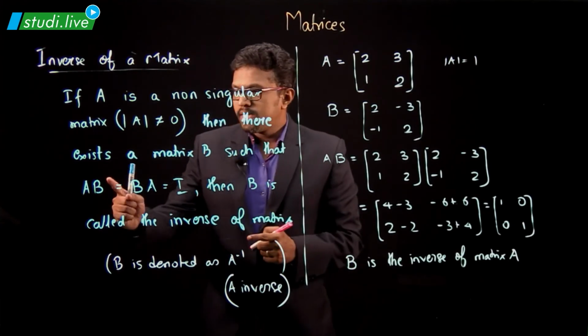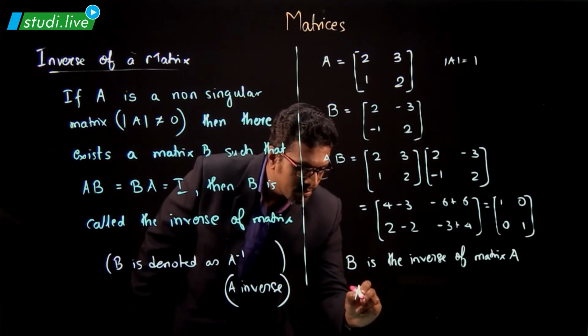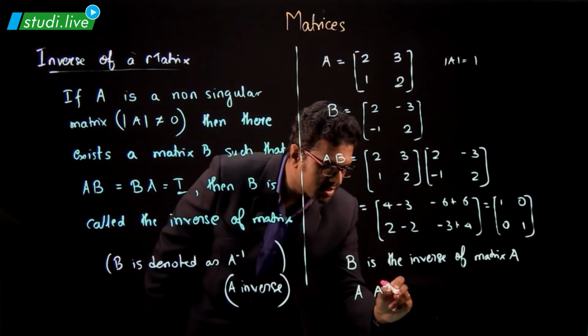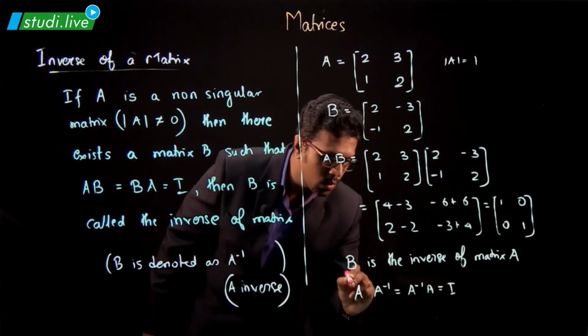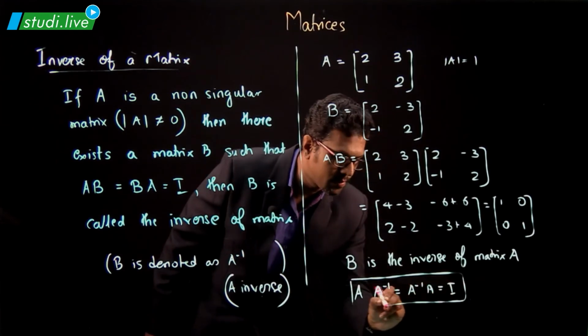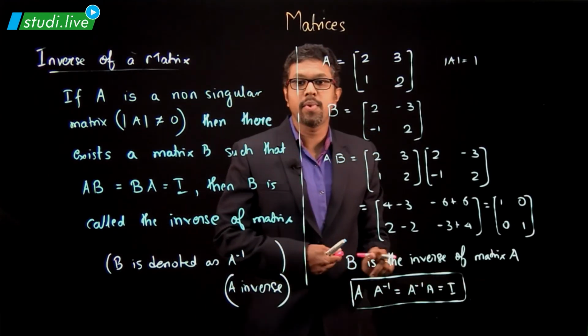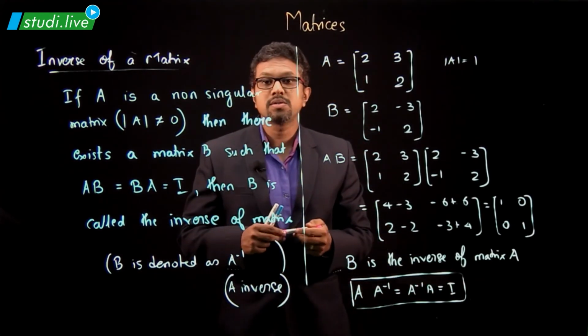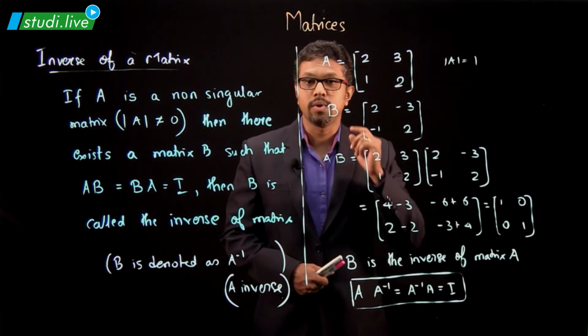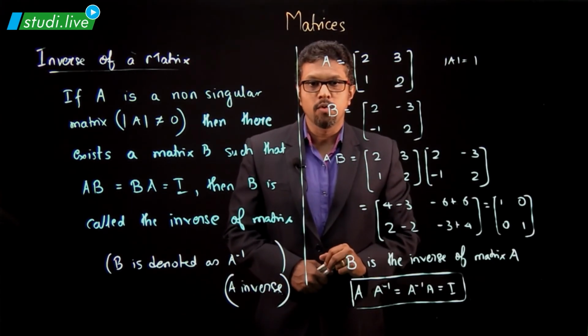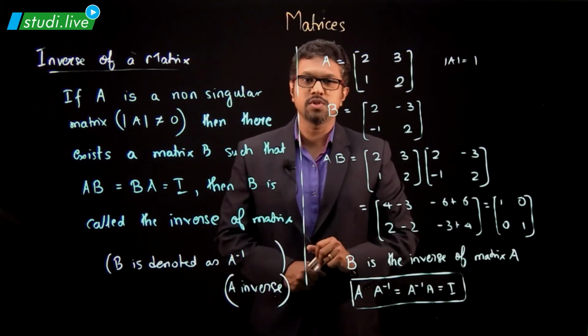So what is the property that this will become? Now it will become A into A inverse equal to A inverse into A equal to I. So this is the property that is satisfied by the inverse of a matrix. A into A inverse equal to A inverse into A equal to I. Hopefully you have understood what is the inverse of a matrix.